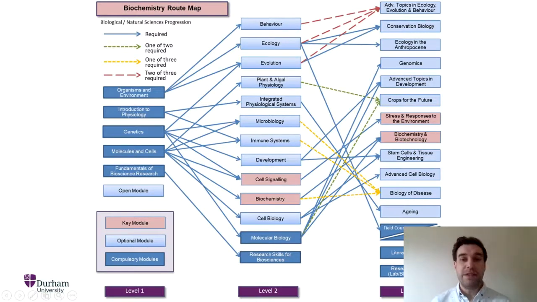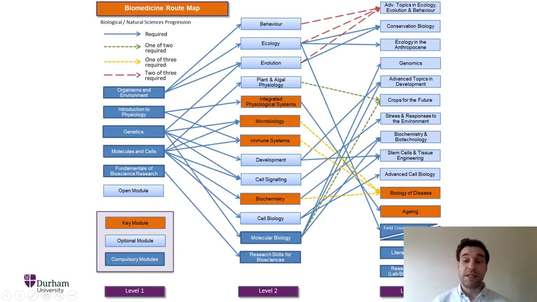For a more biochemistry themed degree, looking to do the stress and responses to environment and biochemistry and biotechnology third year modules, we recommend you do cell signalling and biochemistry, and you still have 2 more options left. For cell biology, which involves probably doing stem cells and tissue engineering and advanced cell biology in the third year, we recommend cell biology and development in the second year, and you've still got more options to tailor to your choices.